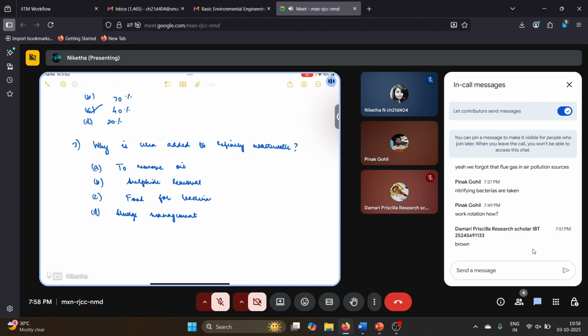Yeah, that's what I was going to say. It will act as a substrate or food for bacterial growth, because the organic content is very less, so the bacteria will not be able to survive using that, and therefore the process will be inefficient, and whatever residual organics are there won't get broken down. So urea is added as a food for bacteria.